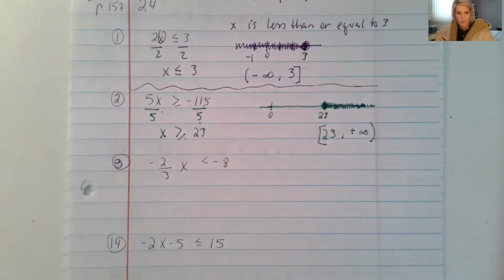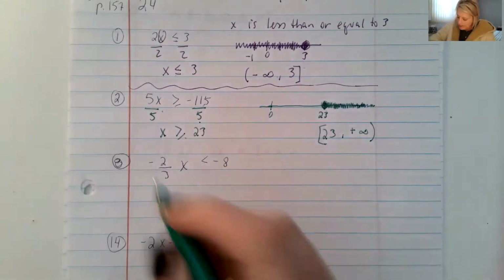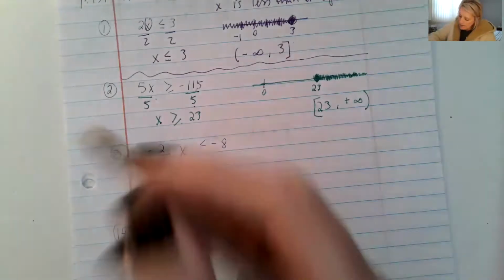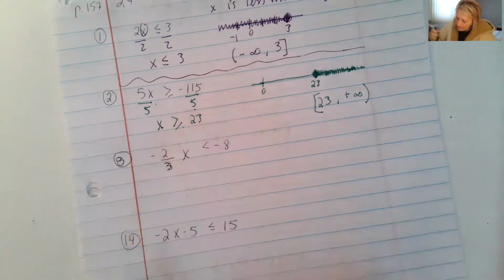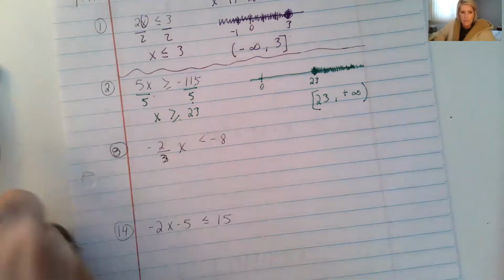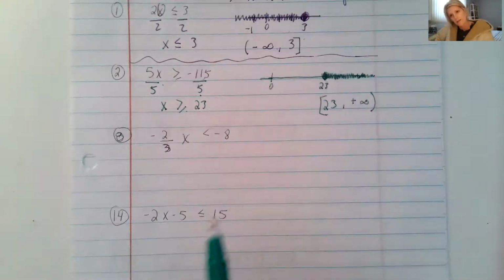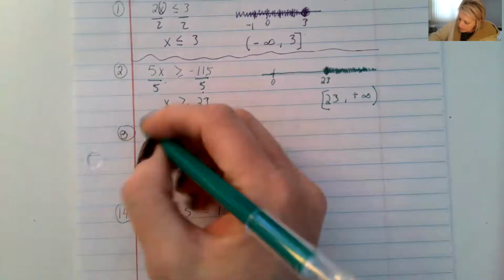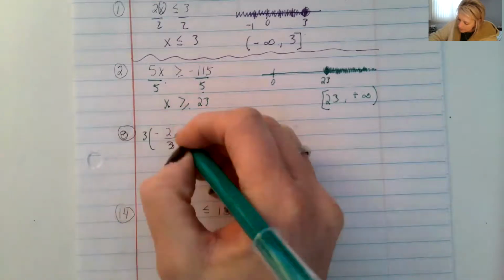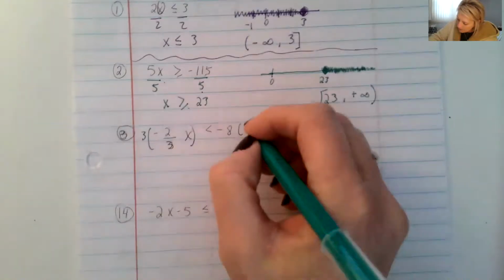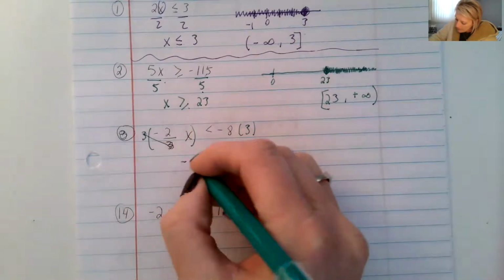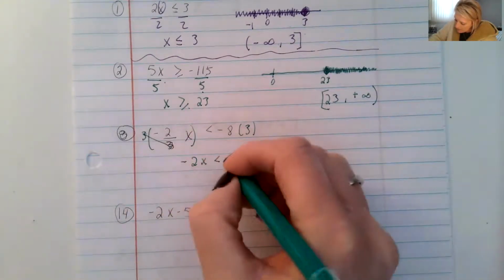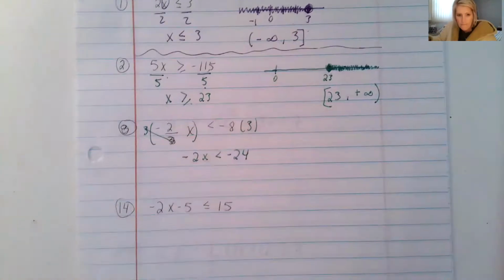Now, my next one has a fraction. So it's got negative 2/3 x less than negative 8. Because I have a fraction involved, I'd like to eliminate the fractions if I could first. So I'm going to multiply through by a 3 to every term. So my 3's cancel, and I have negative 2x less than negative 24.